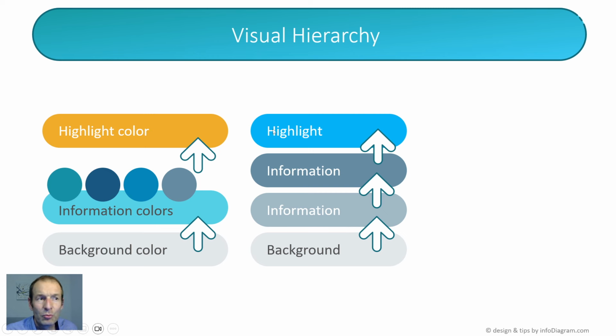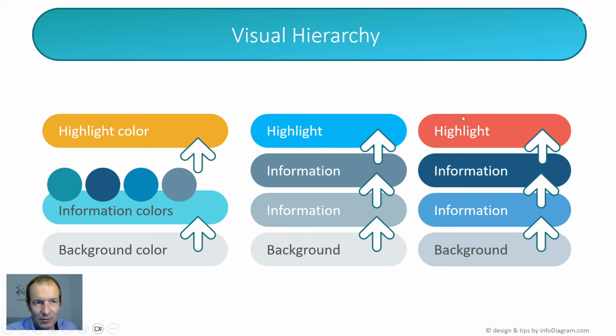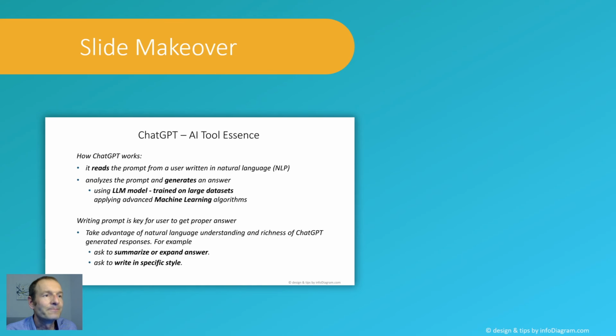so that doesn't have to be the orange like I had here. It could be, for example, even blue if the rest of the colors are less strong, or a reddish color like here if blues are used for general information. So there could be different versions of the hierarchy, but it should be quite clear for the reader.